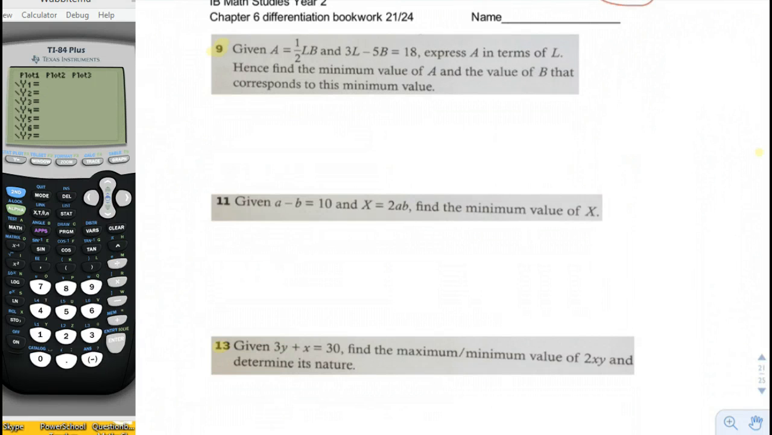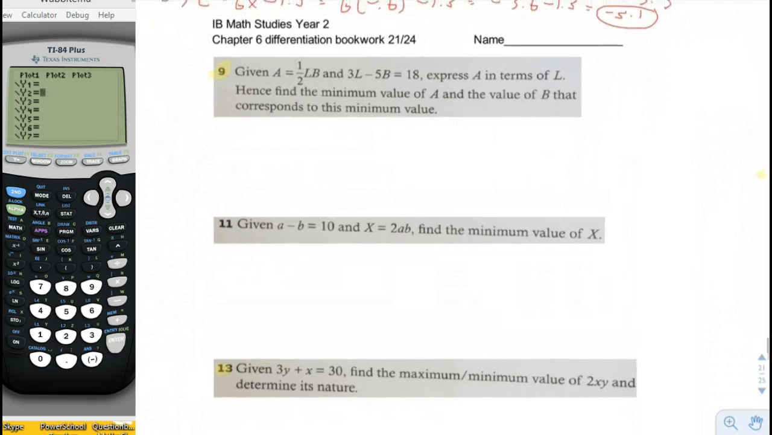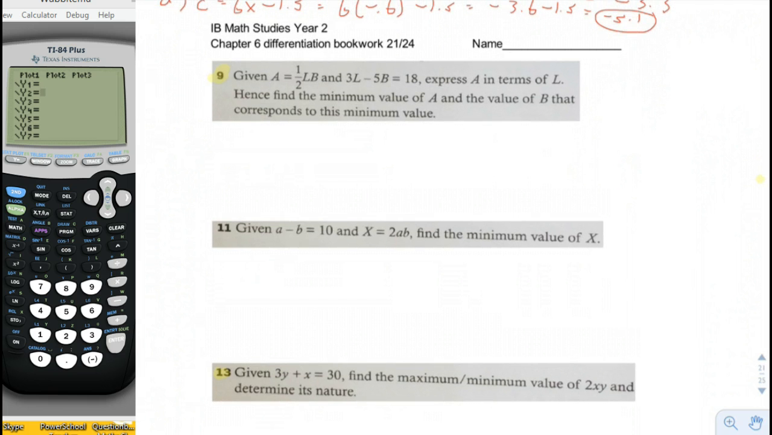Okay, we're going to do pages 21 and 22 of differentiation. We'll do every other one. So given A equals 1/2 LB and 3L minus 5B equals 18, express A in terms of L.